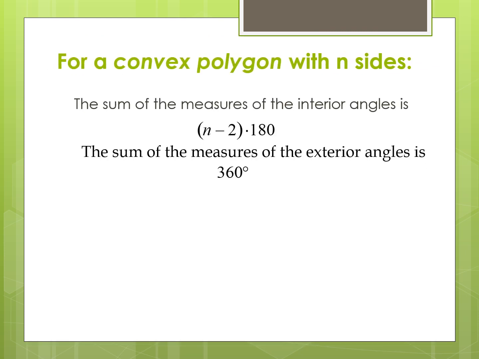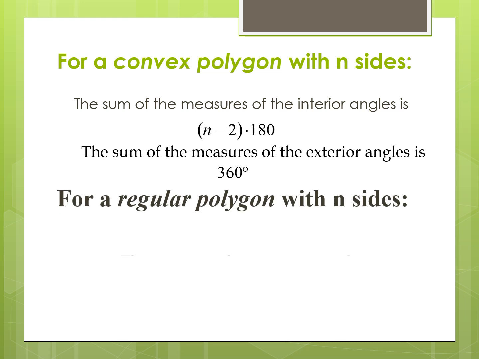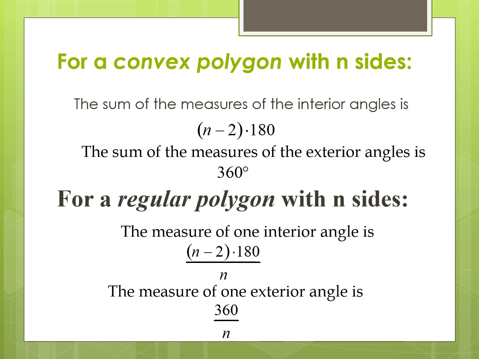So for a convex polygon with n sides, the sum of the interior angles is n minus 2 times 180, and the sum of the measures of the exterior angles is equal to 360. For the regular polygon with n sides, the interior angle is n minus 2 times 180 divided by n. Then the exterior angle is 360 divided by n.